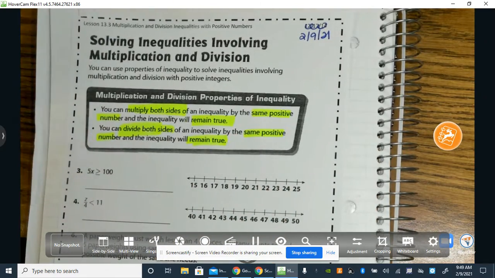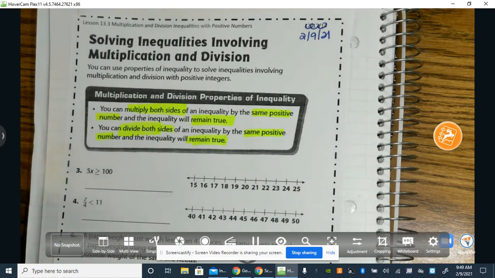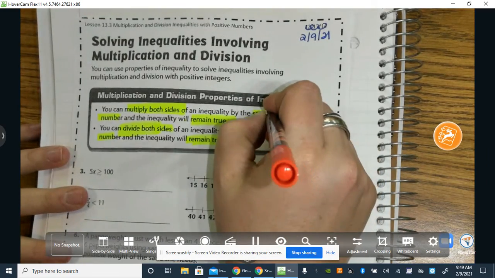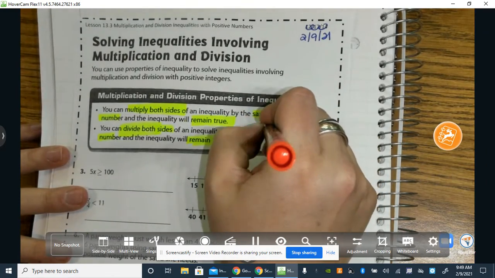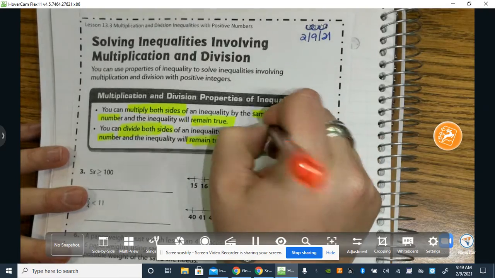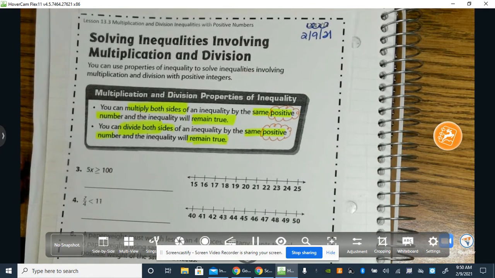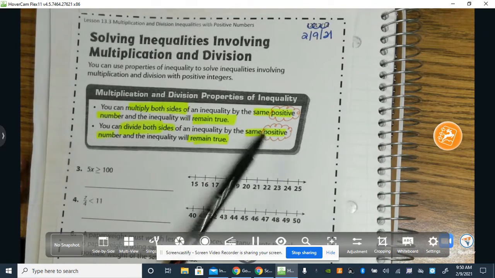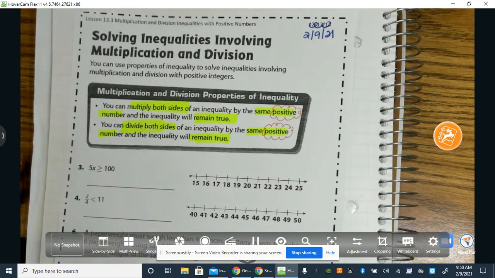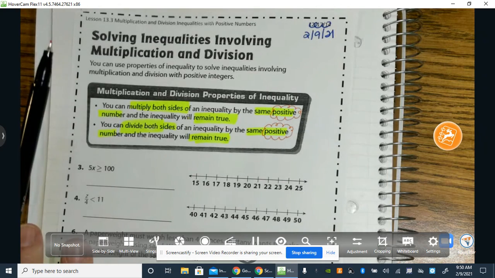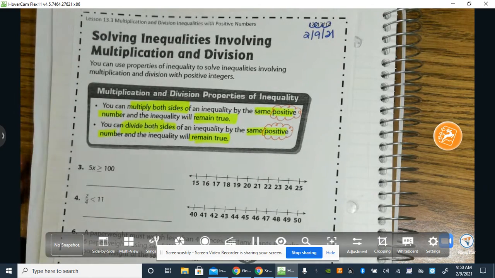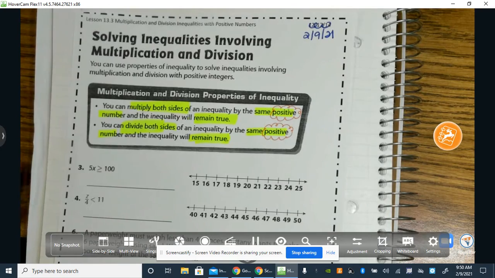I want you to put a star or circle positive number or positive. I'll put a big bubble around positive because tomorrow we're going to deal with negative numbers, and there's a little hiccup. It doesn't follow the same rule as what it was doing when we were doing equations. So positive numbers are just when we're multiplying and dividing with positives with inequalities, the same rule applies, kind of like what we did with equations. Now, when we deal with negatives, there's one hiccup, and you will find out that tomorrow.